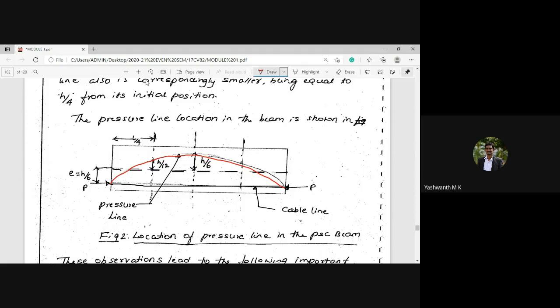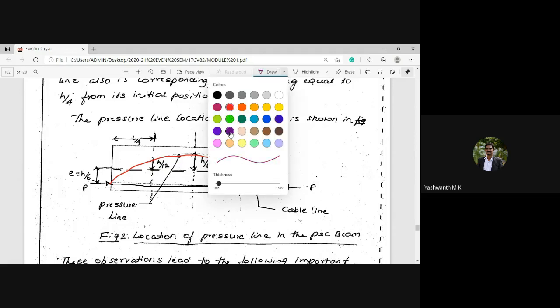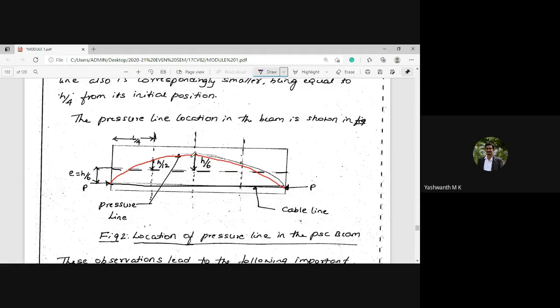As I stated, this has been shifted from the central axis by h by 12, and this has been shifted from the central axis at mid span by h by 6. And as I stated, the total distance which it has been shifted is h by 3. So this distance is h by 3, and here it is h by 4.